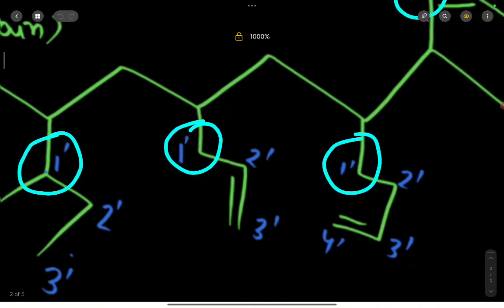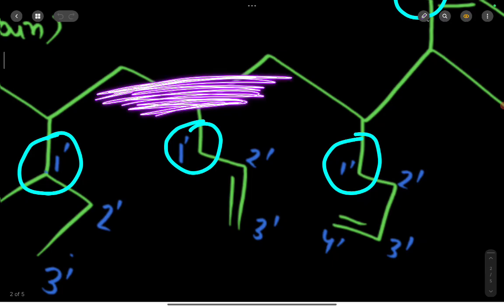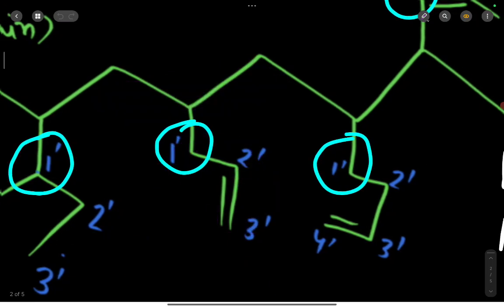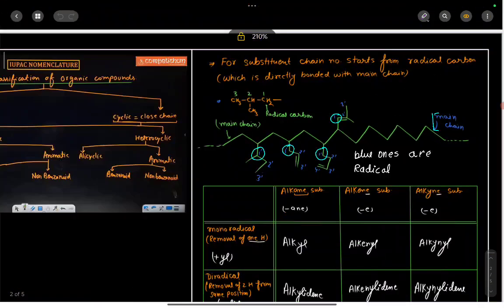For example, we learned that we have to give the lowest set of locants to the carbon-carbon multiple bond. If I say let's ignore this main chain for now and just look at this compound, then if you had to name it, you would start numbering from here and you would call it propene. But here you are violating that rule and starting numbering from the other end, because the substituent starts from this carbon. This is the carbon which is attached to the main chain, and hence we call it a radical carbon.